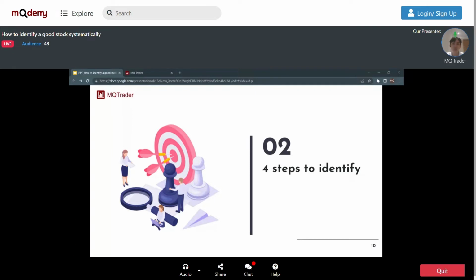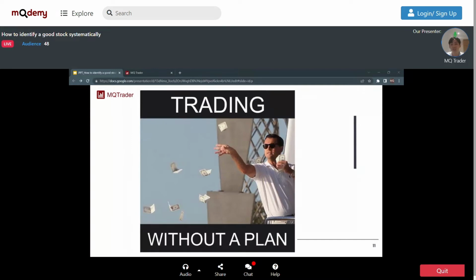Now let's move on to our main focus for tonight: the 4 steps to identify a good stock and increase your winning chances in stock trading. When you are trading or investing, I believe some of you might have done this before, whereby you see a stock with high trading volume and the stock price has increased a lot these days. Then, without a second thought, you straight buy in without doing any research.